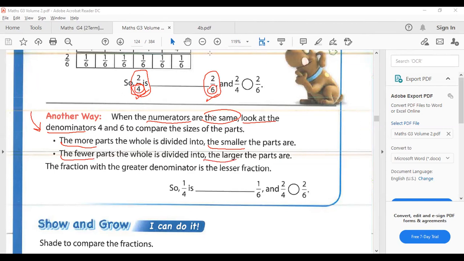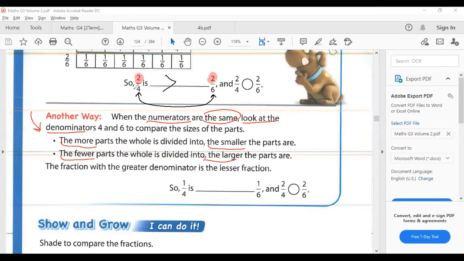So simply, if you have the same numerator, here it is 2 and here it is 2 also, you just look down. Which is greater now? 4 is less than 6. So the fraction with the lesser denominator will be greater. The fraction with the lesser denominator will be greater.